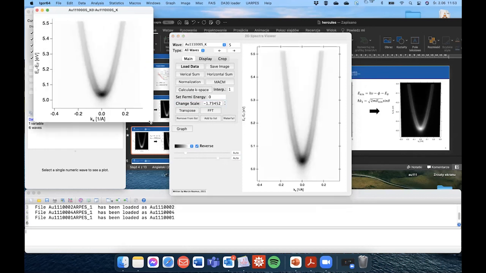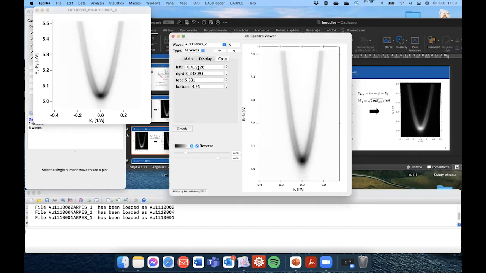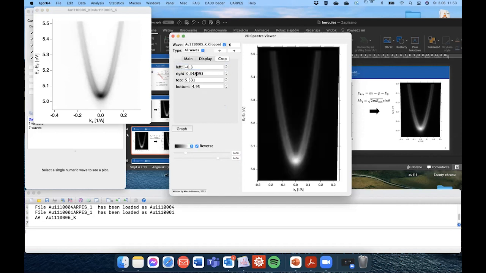And after exporting this picture, it is probably enough to put into our paper. So of course there are a lot more possibilities in this code. We can change the limits of our axes.